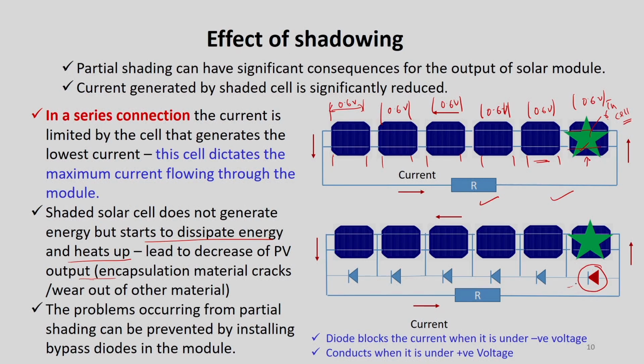These diodes are called bypass diodes. So, how does this bypass diode work? This diode blocks the current when it is under negative voltage, but conducts current when it is under positive voltage. Let us now draw the IV characteristics of this case.